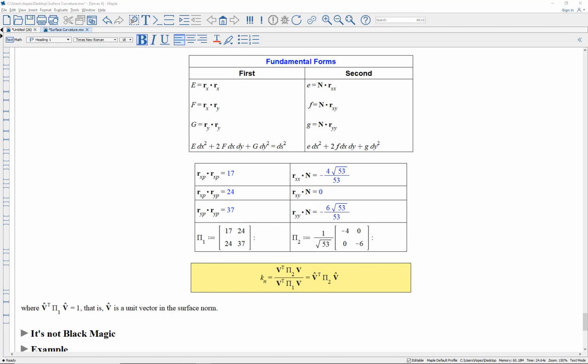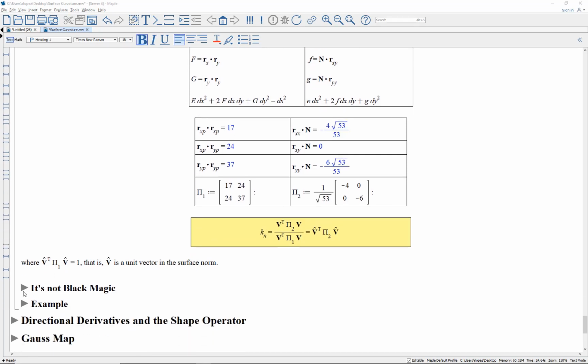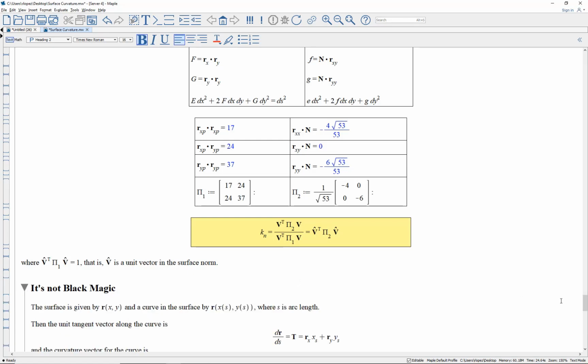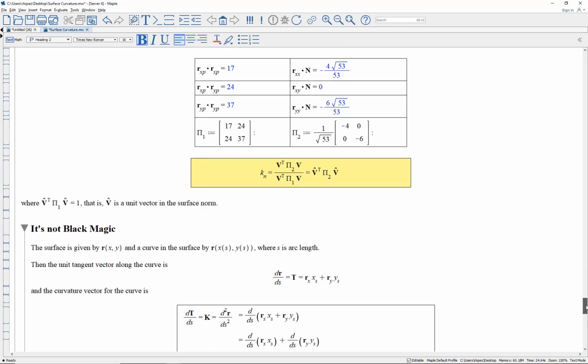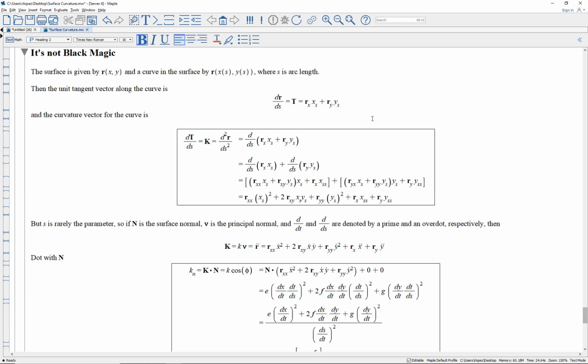Wow. So this result, that the normal curvature, from which you get principal curvatures, from which you get the mean and Gauss curvatures, where did this all come from? But it's not black magic. If you look into it carefully, it's not black magic. So let's see if we can make this a little bit more transparent.